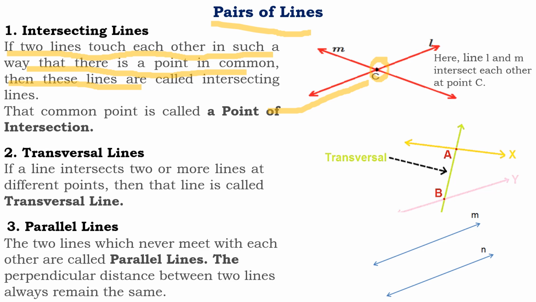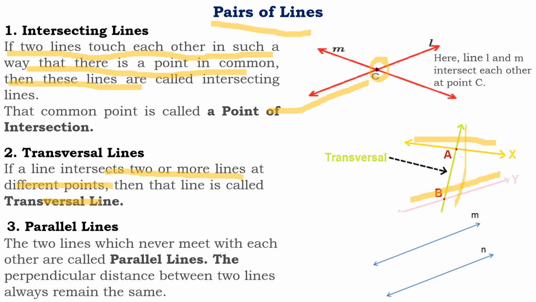Second are transversal lines. If a line intersects two or more lines at different points, then it is called a transversal line. So it is cutting two or more lines at different points. You can see the figure here. You have one line as this, another as this, and the third line as this, and they are all cutting at different points. So they are transversal lines.